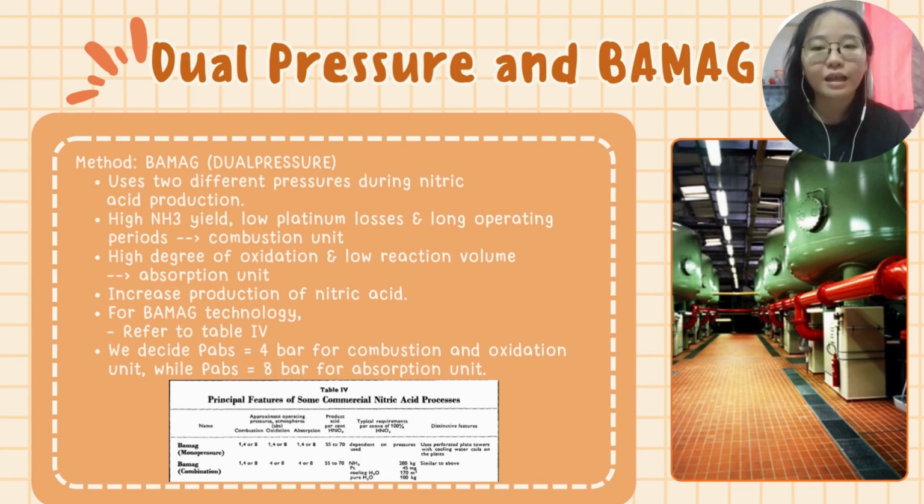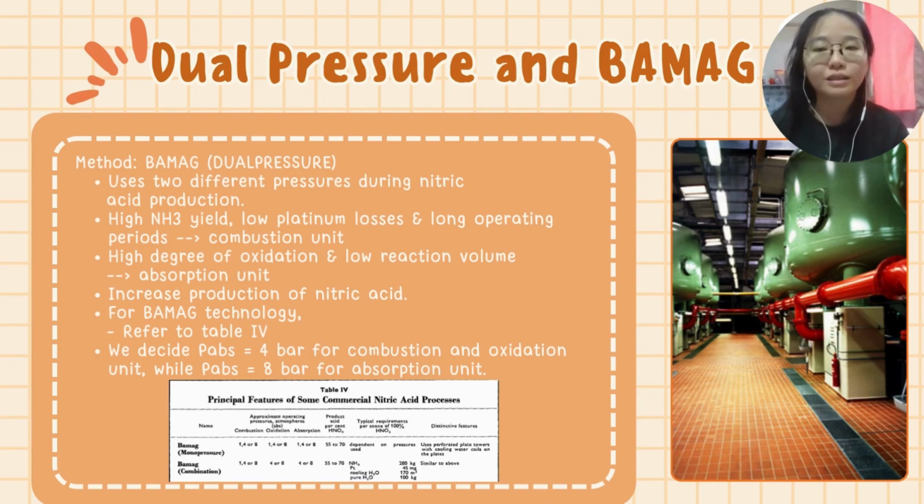Besides that, it is an attempt to capitalize on the best of both mono processes. The dual pressure process can realize up to 1,500 tons per day of nitric acid with one ammonia combustion and process gas cooler unit installed. Regarding Baymax technology, we may refer to Table 4, which has summarized the principal features of some commercial nitric acid processes available to operators under license.